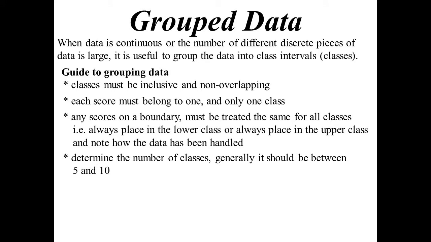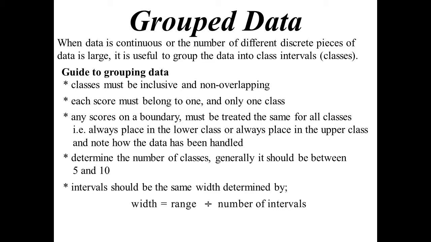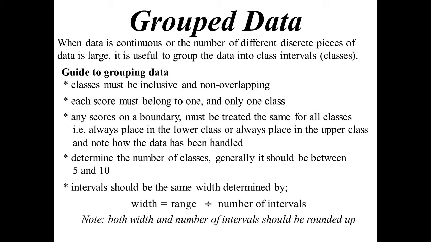How many classes? Well, again, you don't want too many. I mean, that was the whole point of grouping the data, so you didn't have a whole heap of different scores there. So rule of thumb, between 5 and 10 classes. And so then you can work out your interval width by simply, well, the width will equal whatever the range of the data is divided by however many intervals you've decided you're going to have. And note, you always round up when you're working that out.